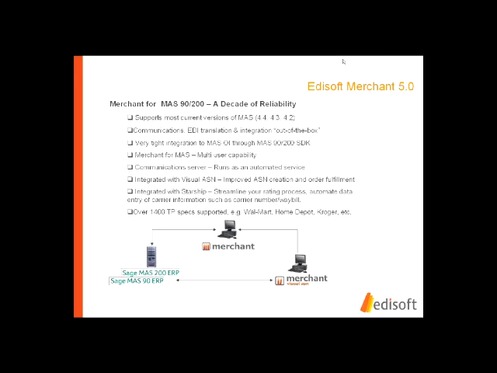In addition, Merchant will support over 1,400 of the trading partner kits that we currently have available in the Edisoft library for each specific trading partner, such as Walmart, Home Depot, Kroger, and many other retailers.